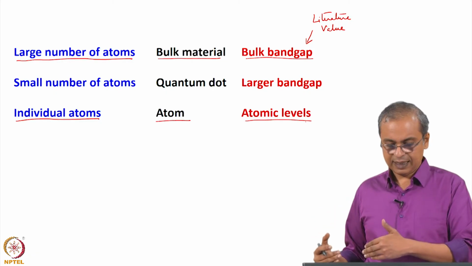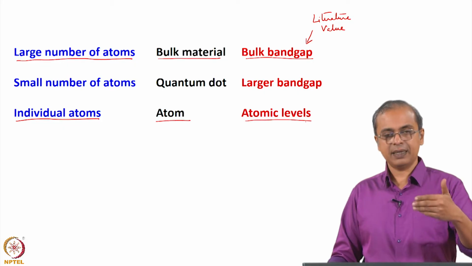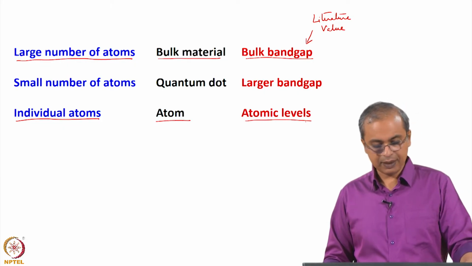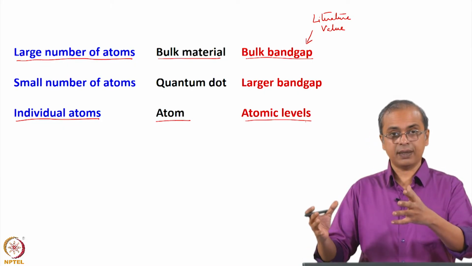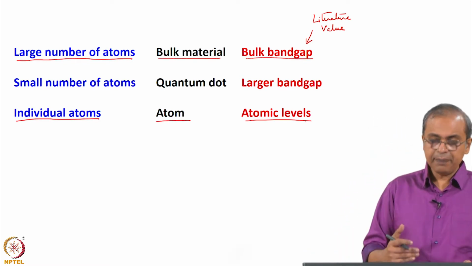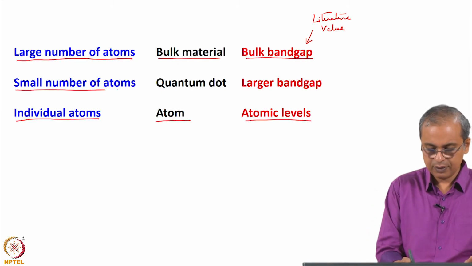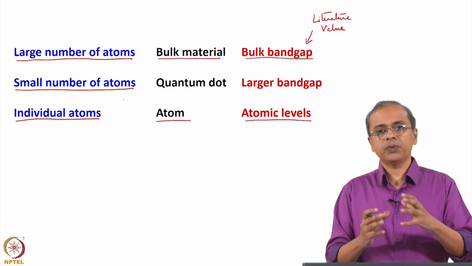So you have X-rays at that end of the spectrum, and at the other end you have bulk material showing you the bulk band gap of that material. Between these two, you have a small number of atoms, which is typically what you will see in a nanomaterial.